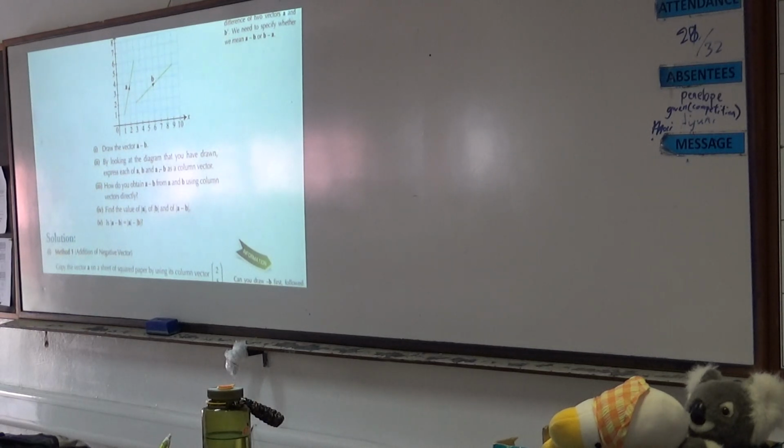I think there's no problem, right? You can express it as a column vector, am I right? Then the next question, how do you obtain A minus B from AB using column vectors directly? You just do the matrix subtraction.